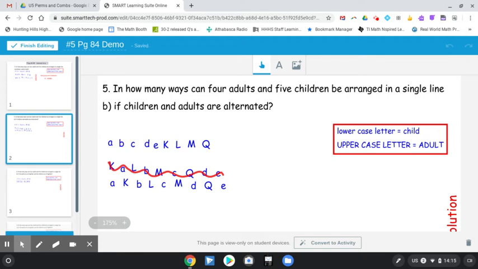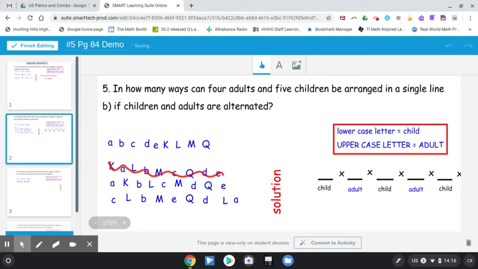Okay, another one. Maybe I put child C here, then adult L, adult B, and then child B, adult M. Let's go child E, adult Q, child D, adult L, and I'm missing child A. So again, you see what we're doing here is moving them around individually, but because we have these sorts of restrictions on certain spots, probably we want to think about it with the fundamental counting principle.